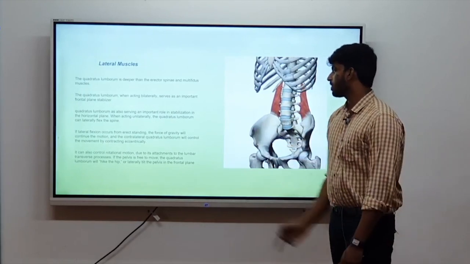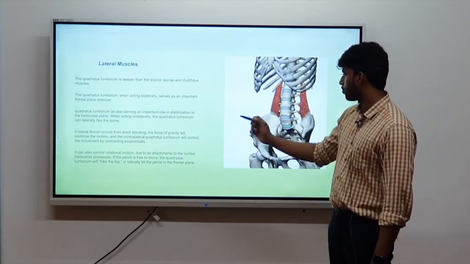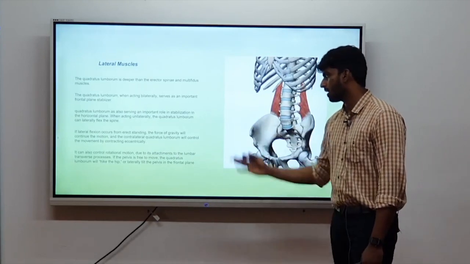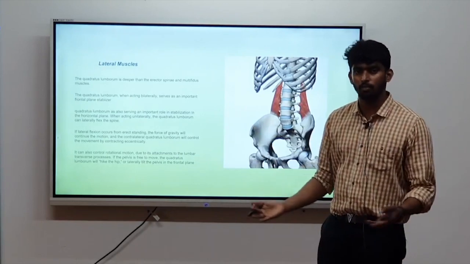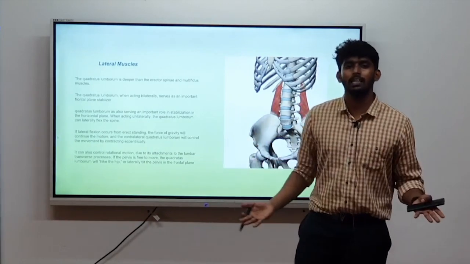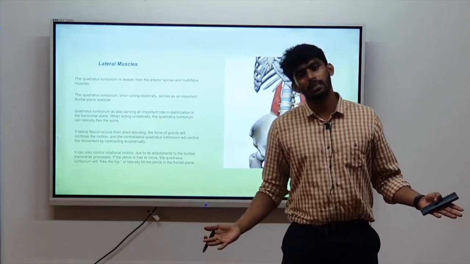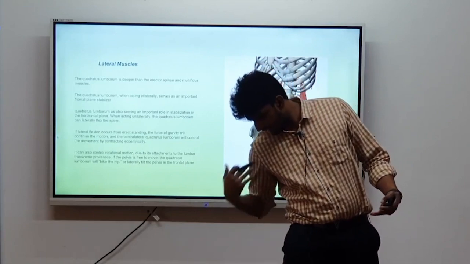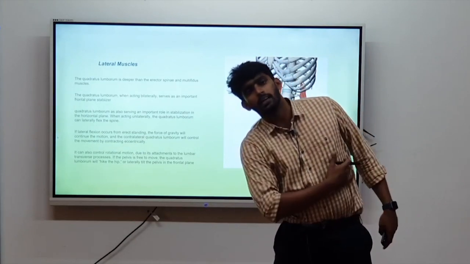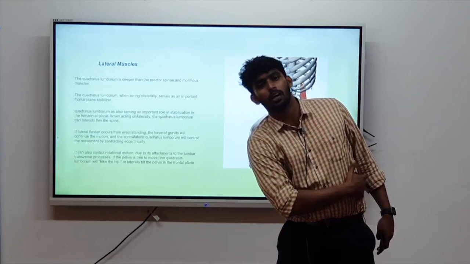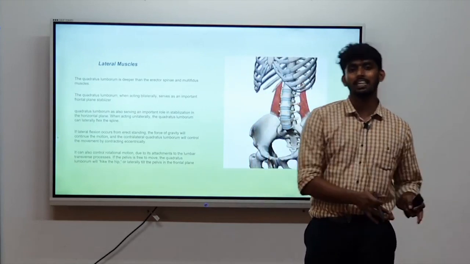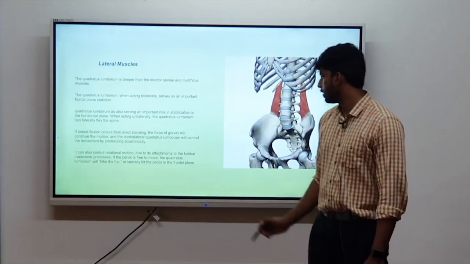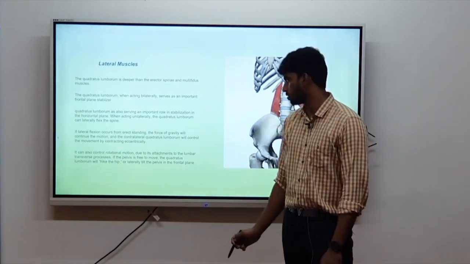If lateral flexion occurs from erect standing and the force of gravity continues the motion, the contralateral Quadratus Lumborum will control the movement by contracting eccentrically. The same way we mentioned for the erector spinae. If you are standing like this and you try to flex your body or the vertebral column towards one side, gravity will assist this movement, but the opposite side Quadratus Lumborum has to control the movement through eccentric contraction. It can also control rotational motion due to its attachment to the lumbar transverse processes.